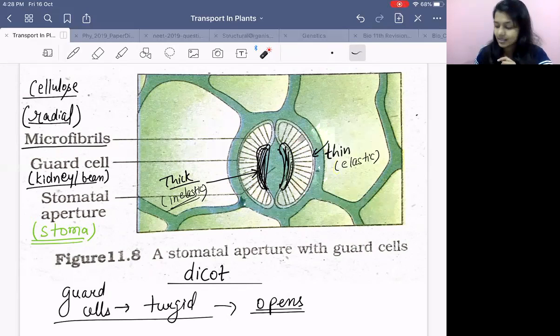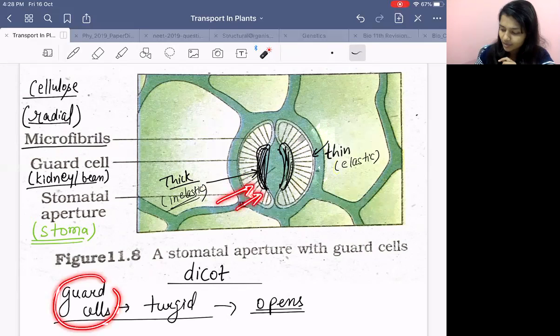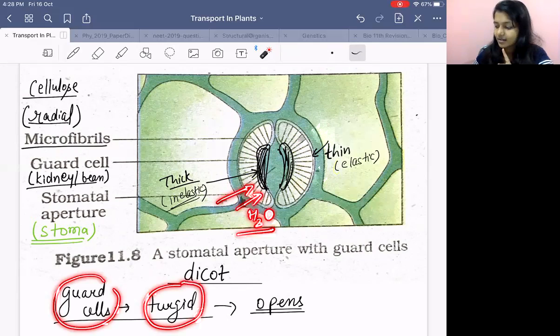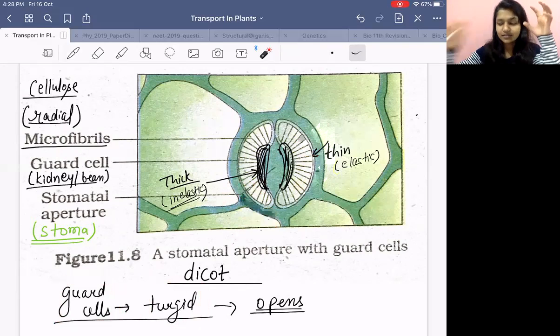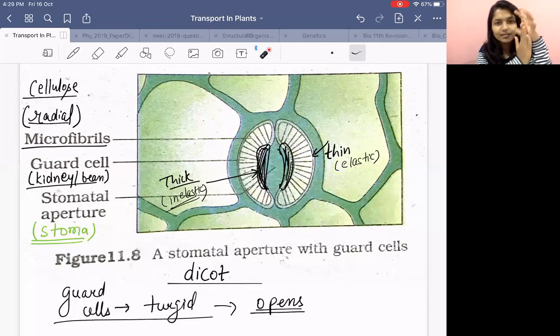When water enters. When there is entry of water into the guard cell, it becomes turgid. Right? This will come outside, bulges out. The inner wall will go back, and the outer wall will go up. So what will happen? Inner wall going back, outer wall going up.